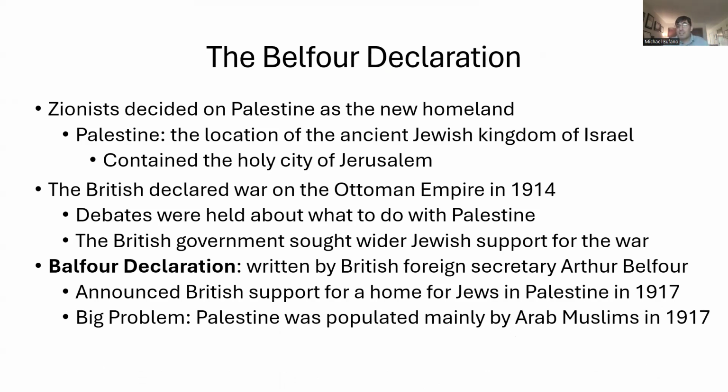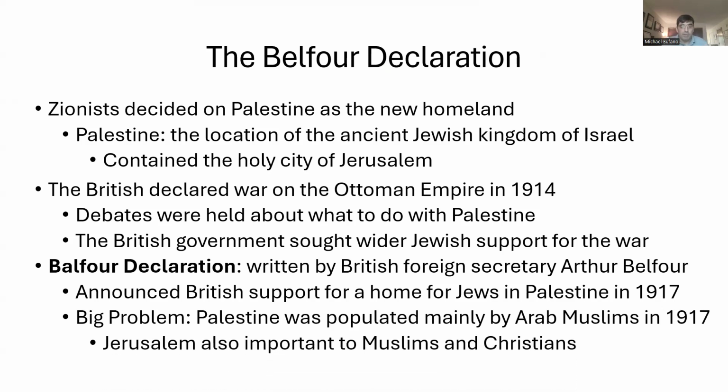So remember, this area hadn't been a Jewish kingdom for over 2,000 years, right? The Jews had been sent into exile during the Roman era, and most of them had fled Jerusalem and the surrounding area. So this was a return of the Jews to the region. That's why this is a modern conflict, by the way, very important to point out.